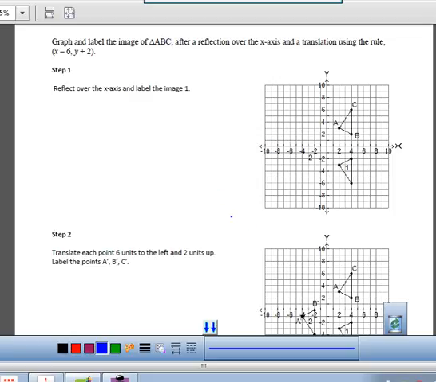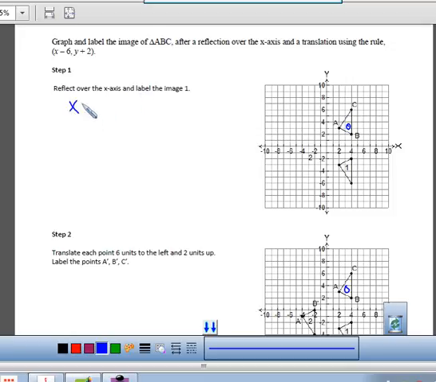It's over here. So what you see is the original figure is here. So let's put an O in there, and we'll do that down here as well. The original figure is triangle ABC. Now, this triangle here is the first image, but it's not the final image. That's why it's not labeled with the letters and the prime symbol. All right, so the first thing we're going to do is reflect over the x-axis.